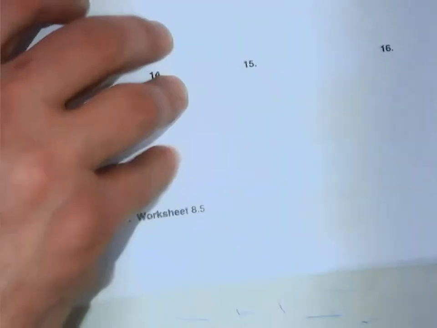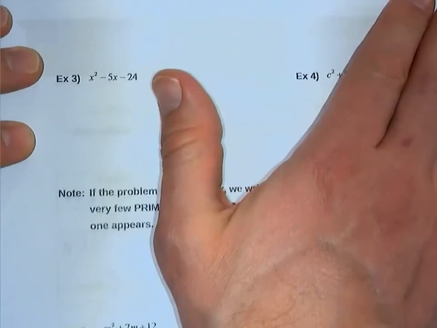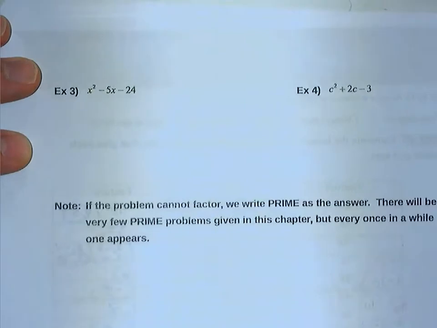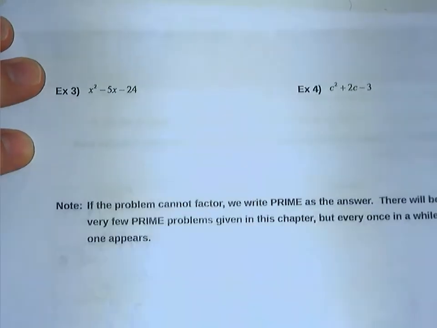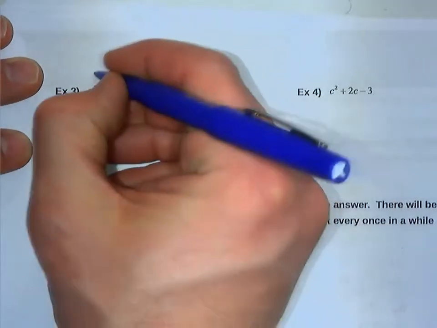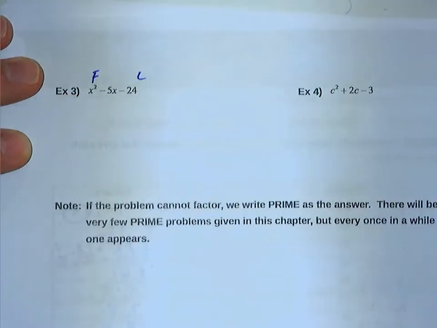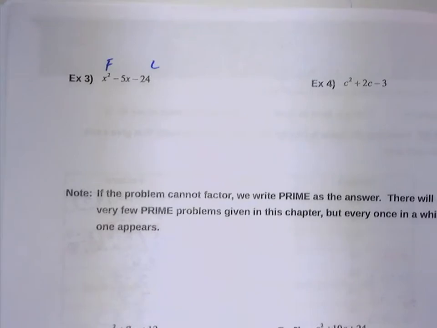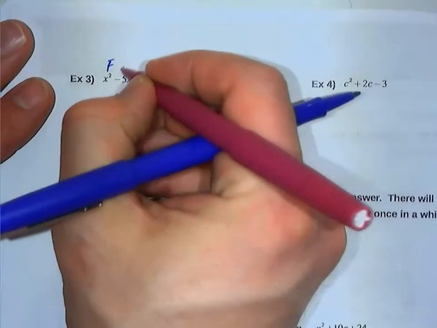Guess what? It gets tougher. Okay, they're not all positive. Sometimes they mix in some negatives here, right? All right, we're in example 3. I got x squared minus 5x minus 24. We do factors of the outside that add up to the inside, the OI term.